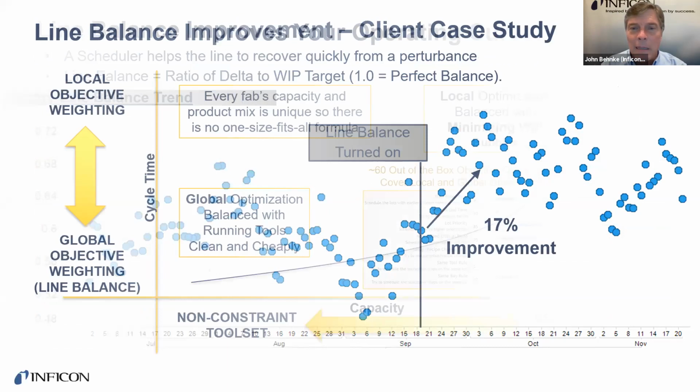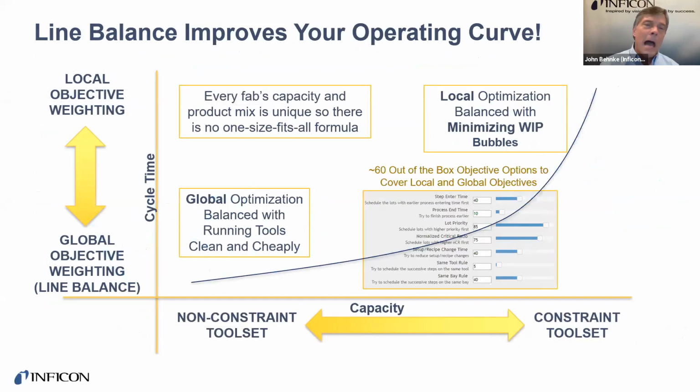Another way of looking at this is an operating curve. An operating curve is a classic industrial engineering term, and I don't want to belittle this for anybody, but it's effectively a curve that for any given factory represents the impact of capacity on cycle time.